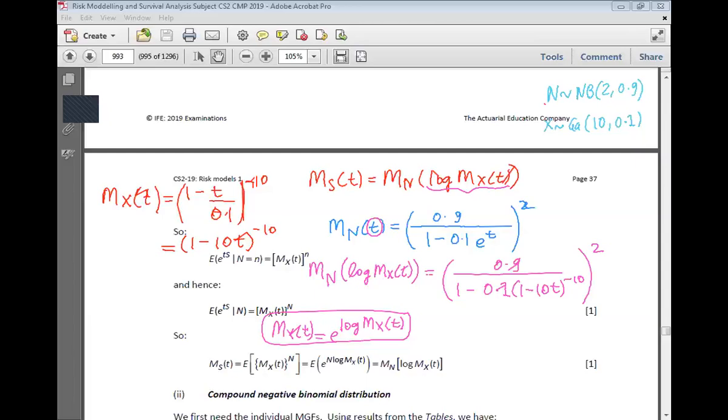No, I didn't get that last thing, I mean, the final answer. I understood what you did, but I didn't get this. So what exactly are you confused with? I mean, it is e raised to log of 1 minus 10t raised to minus 10, right? Yeah. So if we have e raised to log of MX(t), the e and log got cancelled out. Yeah, exactly. So it just became MX(t) here. I've used this fact.